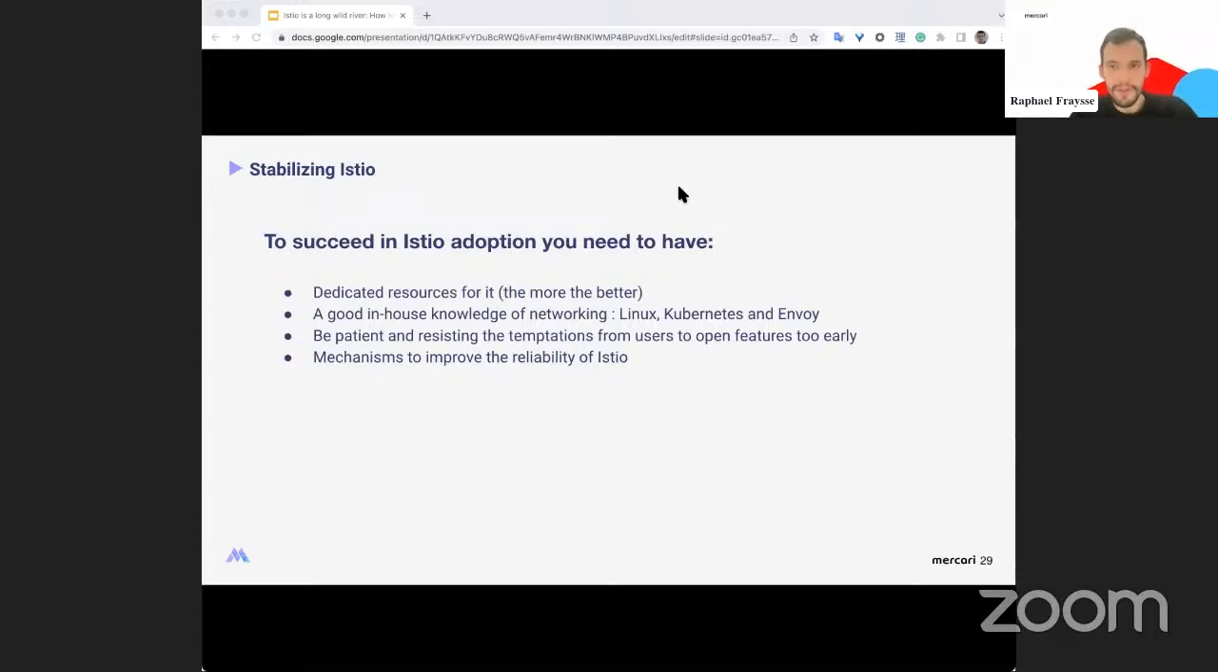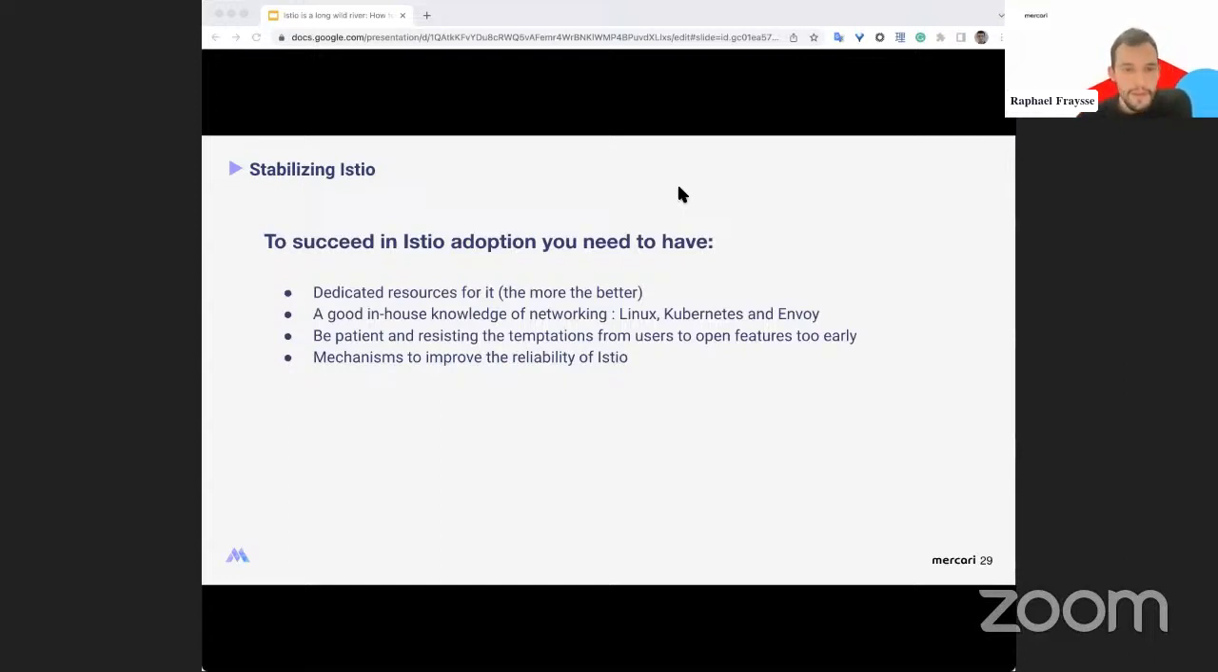Also, be very conservative in the way you expose those features, because once you expose something, you cannot take it back. So you need to be very patient and understand how much load will come to you if you start opening many features in Istio's very large feature set. And finally, you really need mechanisms to improve the reliability of Istio, with rules, processes, and abstractions to make sure that one mesh spanning across everything is not vulnerable to anyone having a configuration issue.